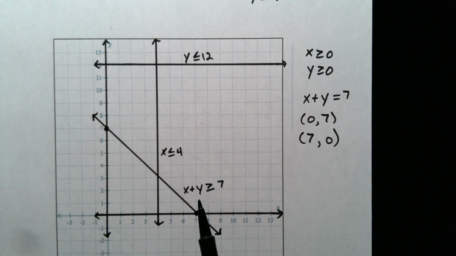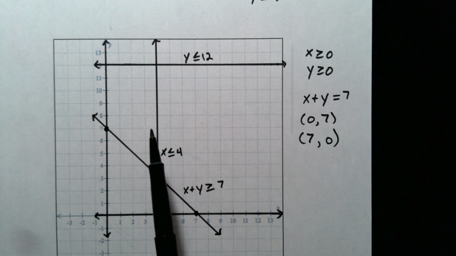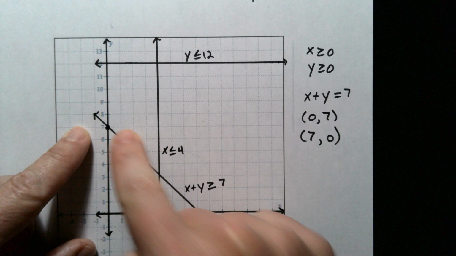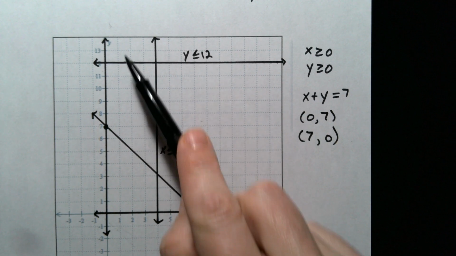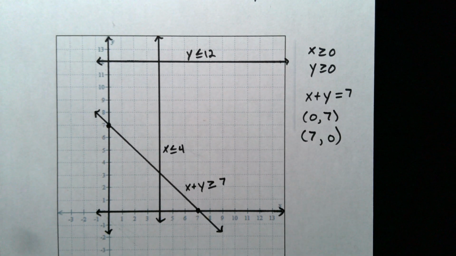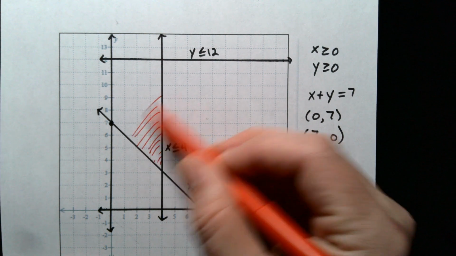Here's the inequality. Okay, so now let's shade, and we'll be done with this problem. So this says X plus Y is greater than or equal to 7, so I would be shading above. This says X is less than or equal to 4, so I'd be going left. So above this line, left of this line, and this says less than or equal to 12, so I'd be below. And remember, I can't go over here because it's negative, and I can't go down here because it's negative. So the region that I am shading is right here.